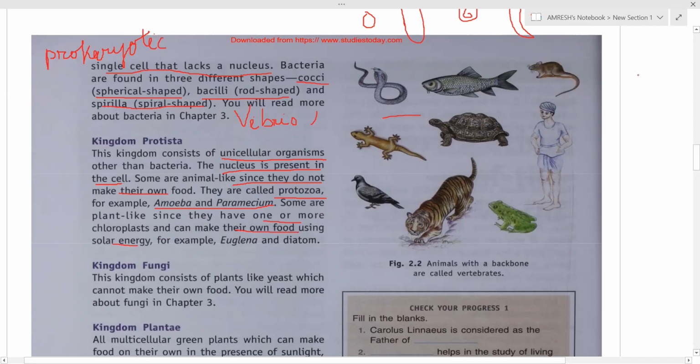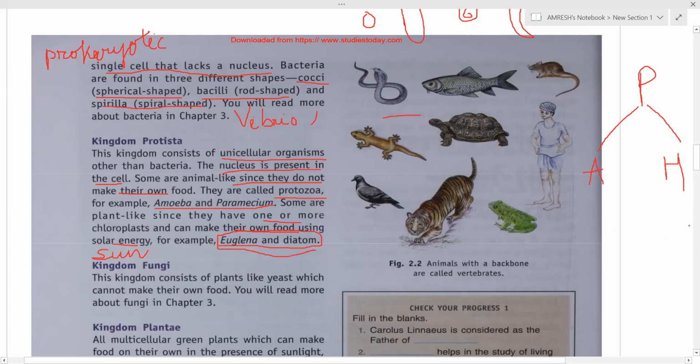So in Protista, there are two kinds of organisms. One is autotroph that makes their own food, and one is heterotroph that does not make their own food. Autotrophs make their food by using solar energy, or the sun. With the help of the sun, autotrophs make their food. Examples are euglena and diatom. These are autotrophic protista, the protista that make their own food.